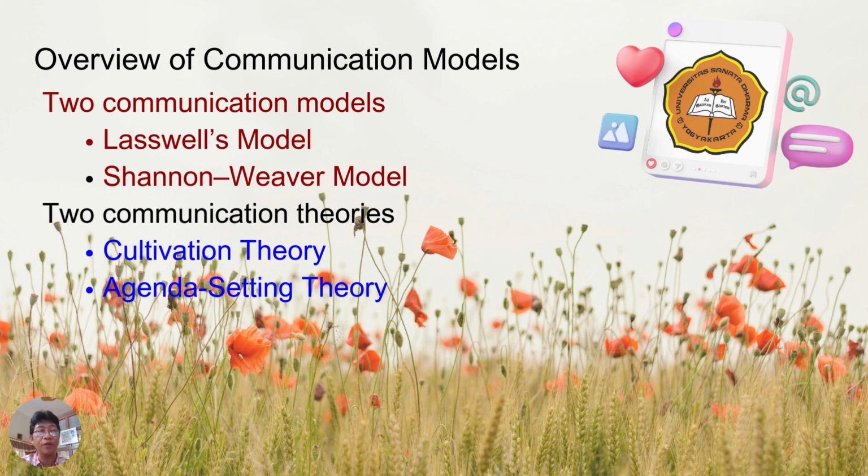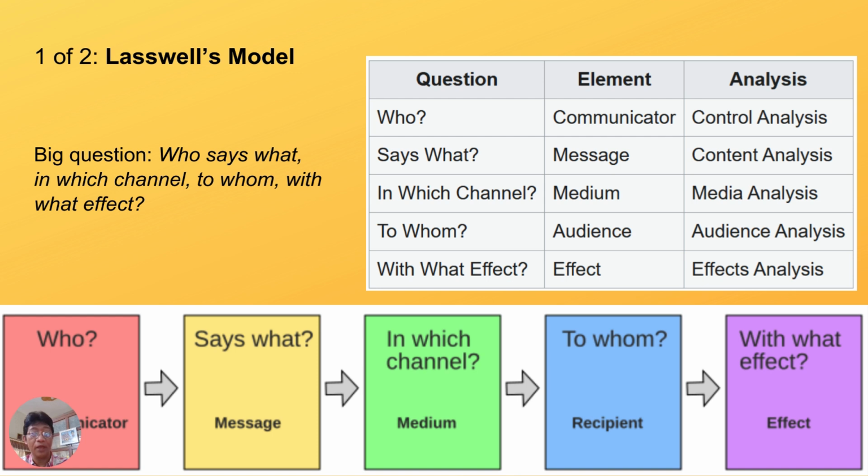So we will review two major issues. The first one is two kinds of communication models from Laswell's and Shannon Weaver. And the second one is the two kinds of communication theory, that is cultivation theory and agenda setting theory. Now let's begin with one of the earliest models of communication theory, that is Laswell's model.